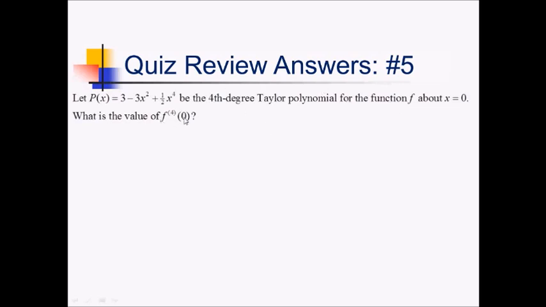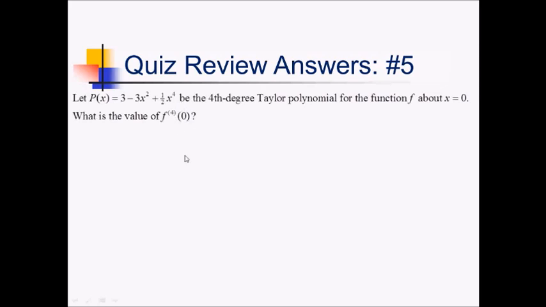So the key here is recognizing that when you have a Taylor polynomial about x equals some number, you have pretty much perfect information about the function at that number, at least as far as the polynomial goes. All of the derivatives are built into this function here, at least up to the fourth derivative because we have a fourth power.